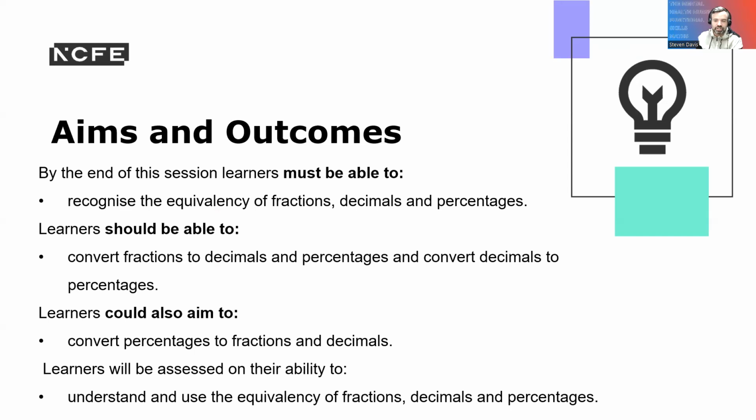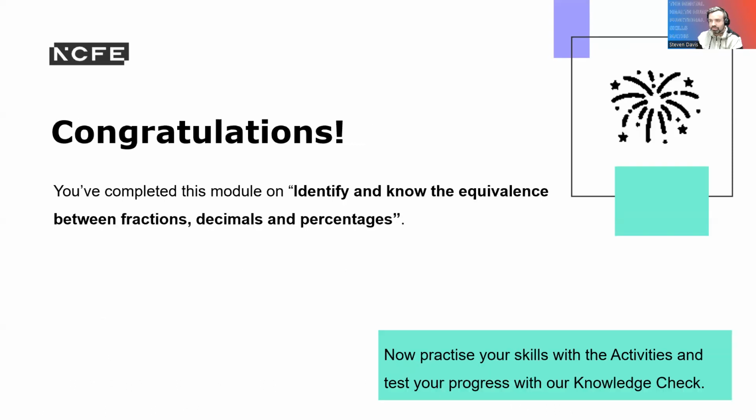So aims and outcomes then for this, we must be able to recognize the equivalency of fractions, decimals, and percentages. We can convert fractions to decimals and percentages and convert decimals to percentages. And learners should aim to convert percentages to fractions and decimals. Learners will be assessed on their ability to understand the equivalency of fractions, decimals, and percentages.